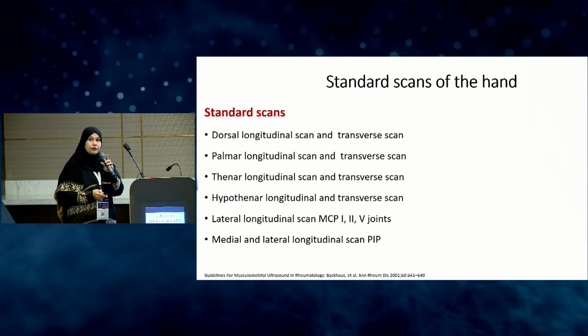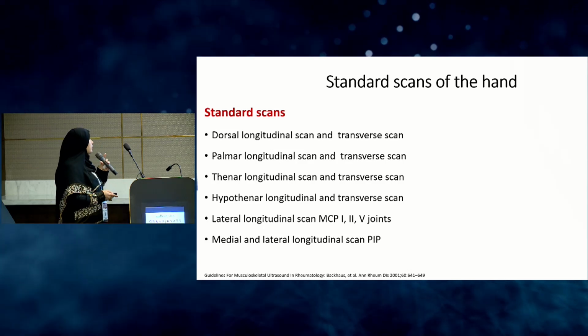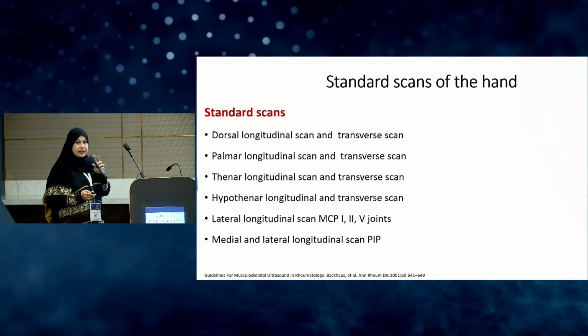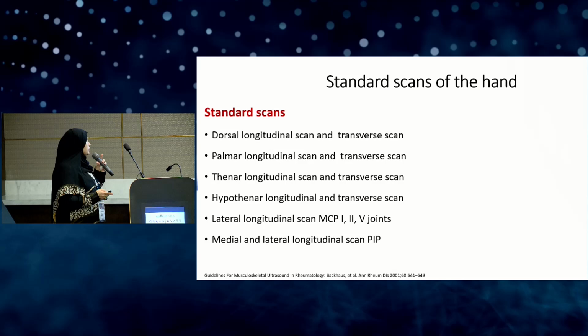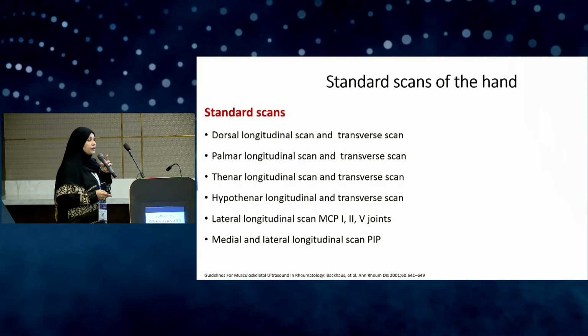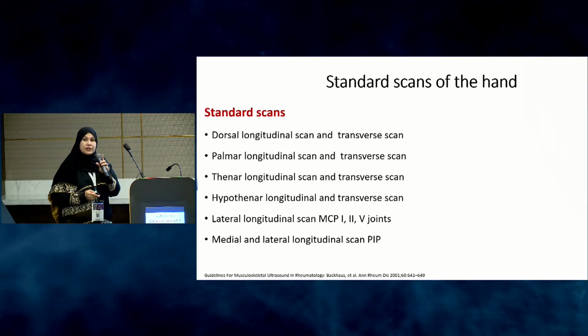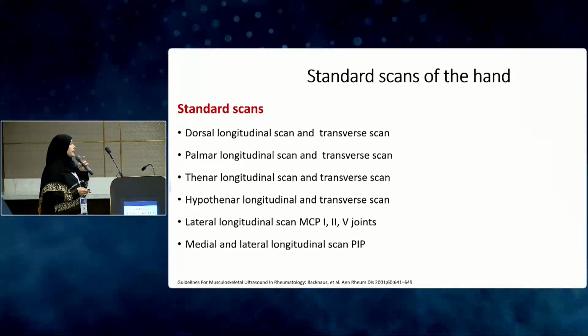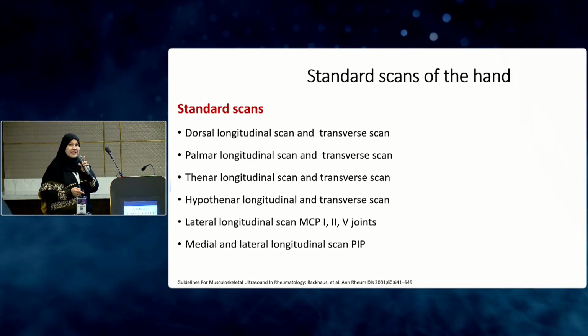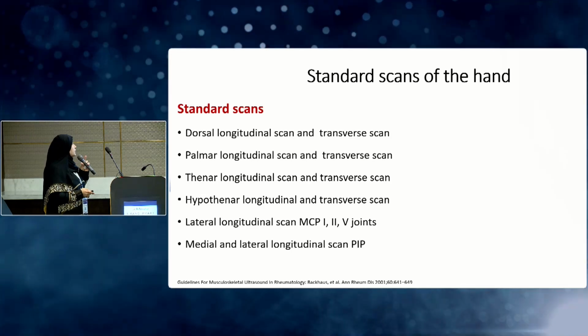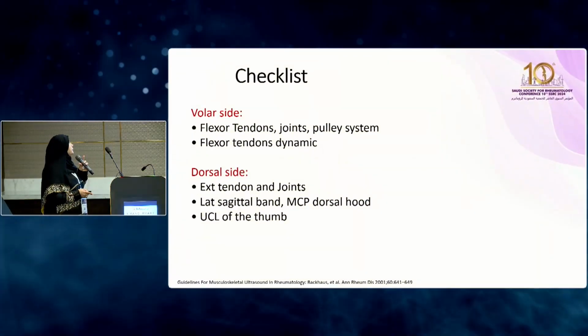The standard scan for the hand as well is longitudinal and transverse, as with any joint, volar and dorsal as with any joints. However, the medial aspect and lateral aspect of each joint can be accessible in the hand joints, except in the MCP, where only the first, second, and fifth joints can be scanned laterally.